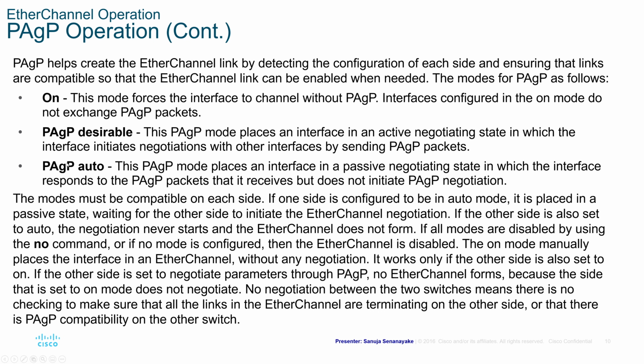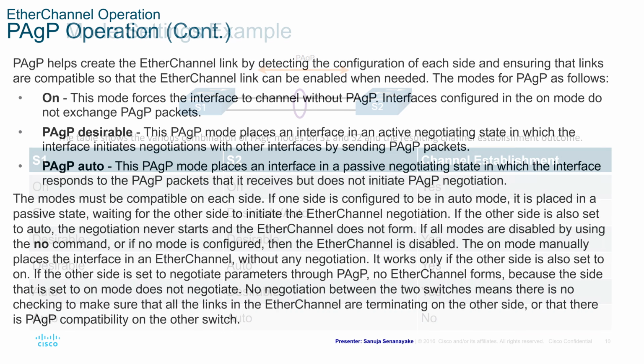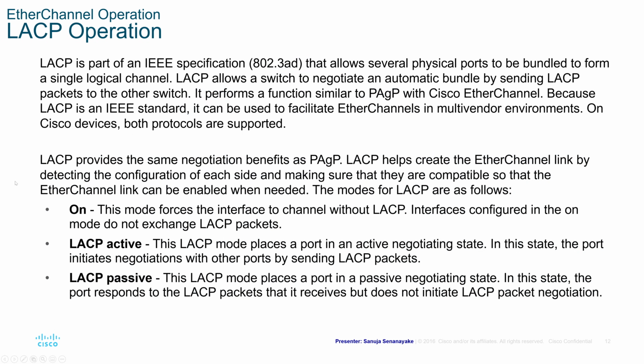So PAgP desirable and PAgP auto is equivalent to LACP active and LACP passive, and the on is the same in both. So that's an easy concept to understand. Just remember those are two different ways of doing those negotiations, and LACP is the IEEE standard. And if you have a mixture of Cisco devices and other vendor devices, we would usually go with LACP, as PAgP is Cisco proprietary.